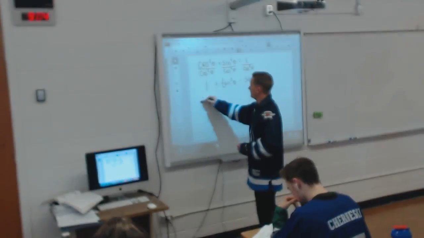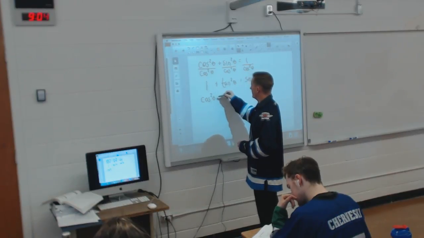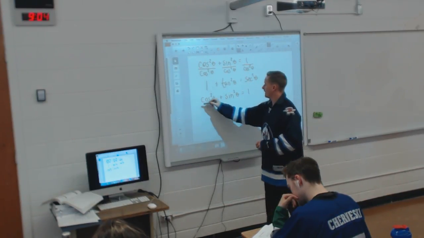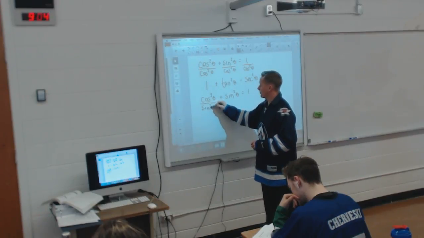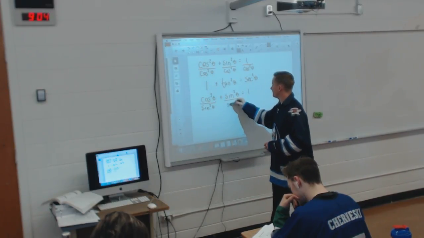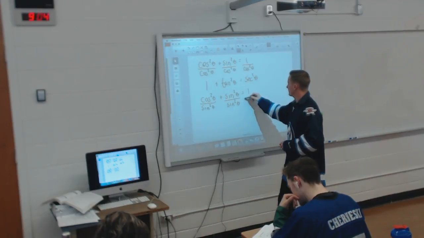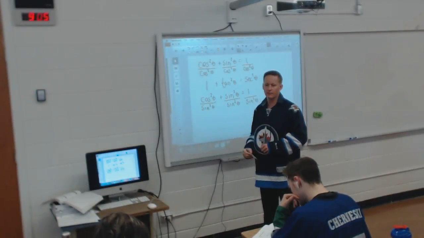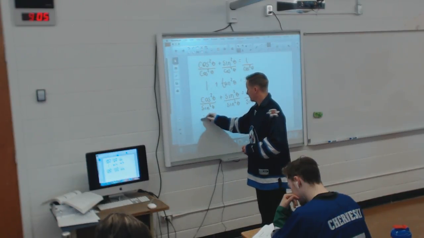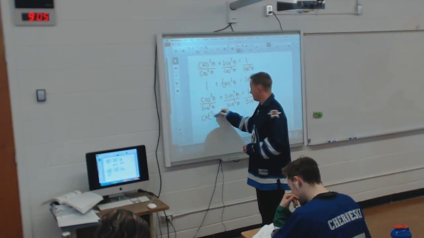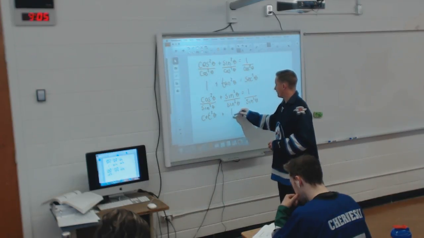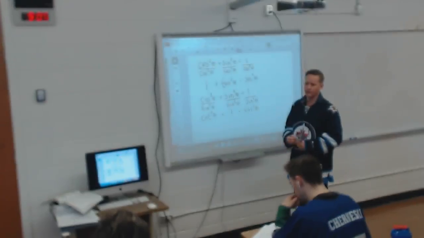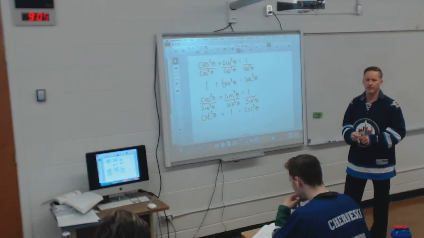Okay? Now I'm going to do the same thing, beginning with my Pythagorean identity, and I'm going to divide by sine squared theta now. So cos squared over sine squared is cotan squared theta plus 1 equals cosecant squared theta. There's your third one.